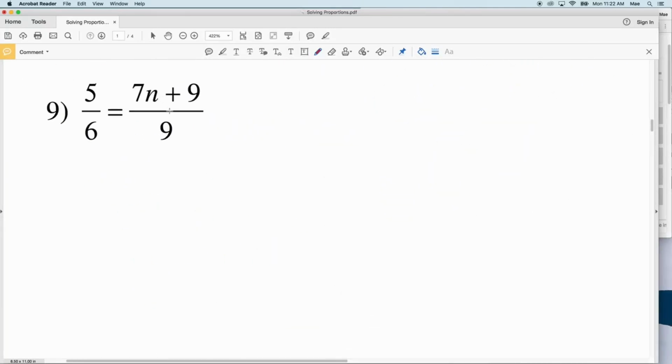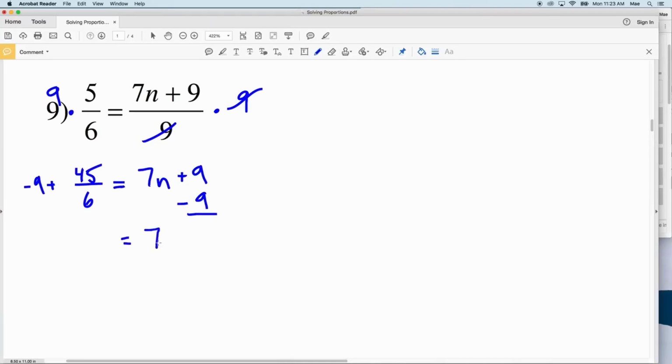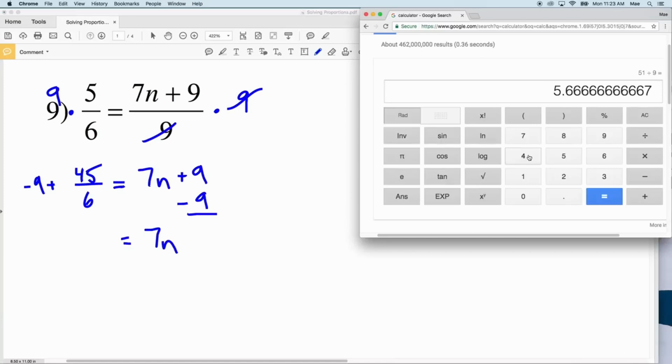Our variable this time is in the numerator, so it's not necessary to cross multiply. But I'll go ahead and solve this by cross multiplying, and I'll also solve it without cross multiplying, just to show you that both are equal. So I'm going to start by multiplying both sides by 9. When I do this, I'll get 9 times 5, which is 45, all over 6, and that's equal to 7n plus 9. Then I'm going to subtract 9 from both sides. I'll be left with 7n on the right, and that's going to be equal to 45 over 6 minus 9. That's going to be negative 1.5.